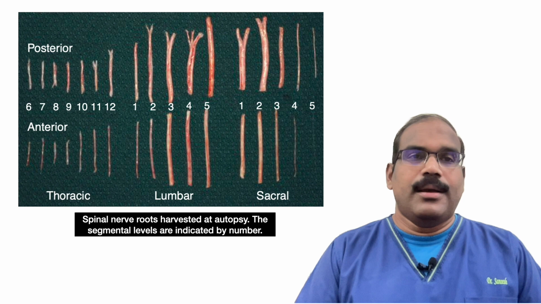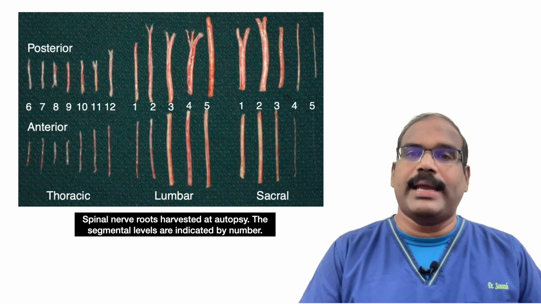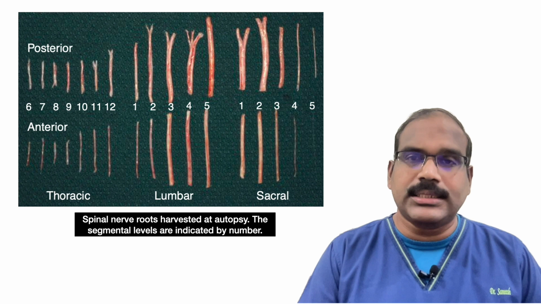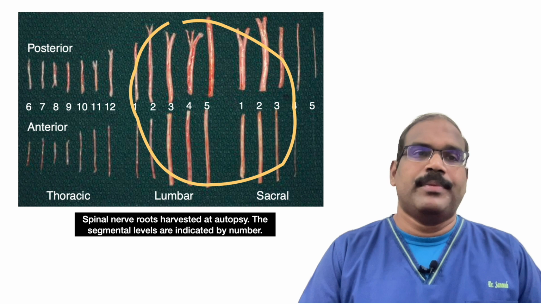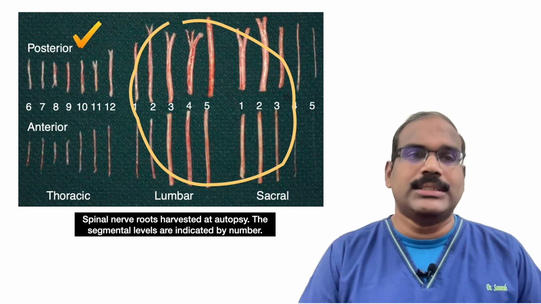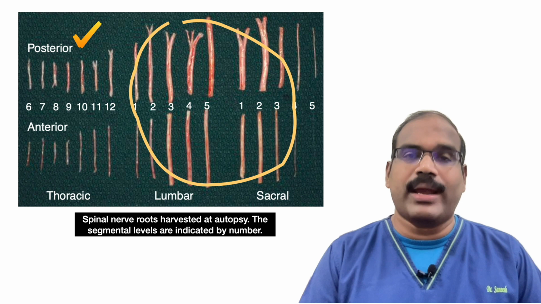Before we wind up, let us check out this picture in Cousins depicting spinal roots to be harvested at autopsy. The segmental levels are indicated by number. The diameter of the roots is largest for those that contribute to the lumbosacral plexus, and posterior roots are generally larger than the anterior roots. Please note that the large roots may be the most resistant to local anesthetic, contributing to delayed or absent blockade at L5 through S2 and variable results among individuals.